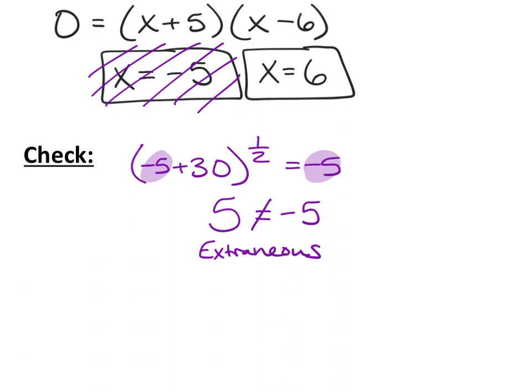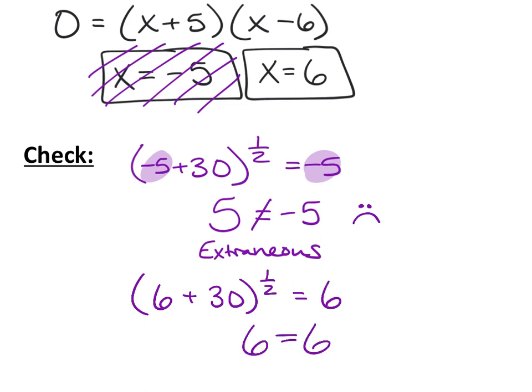But we had a second answer here, so we need to check both of them. Let me give this one a little frowny face. We're sad. We also need to check if we plug in the other solution, which is 6, if that one works. 6 plus 30 is 36, and the square root of 36 is 6. So we're happy. That one's okay. So we can leave that one as an answer.